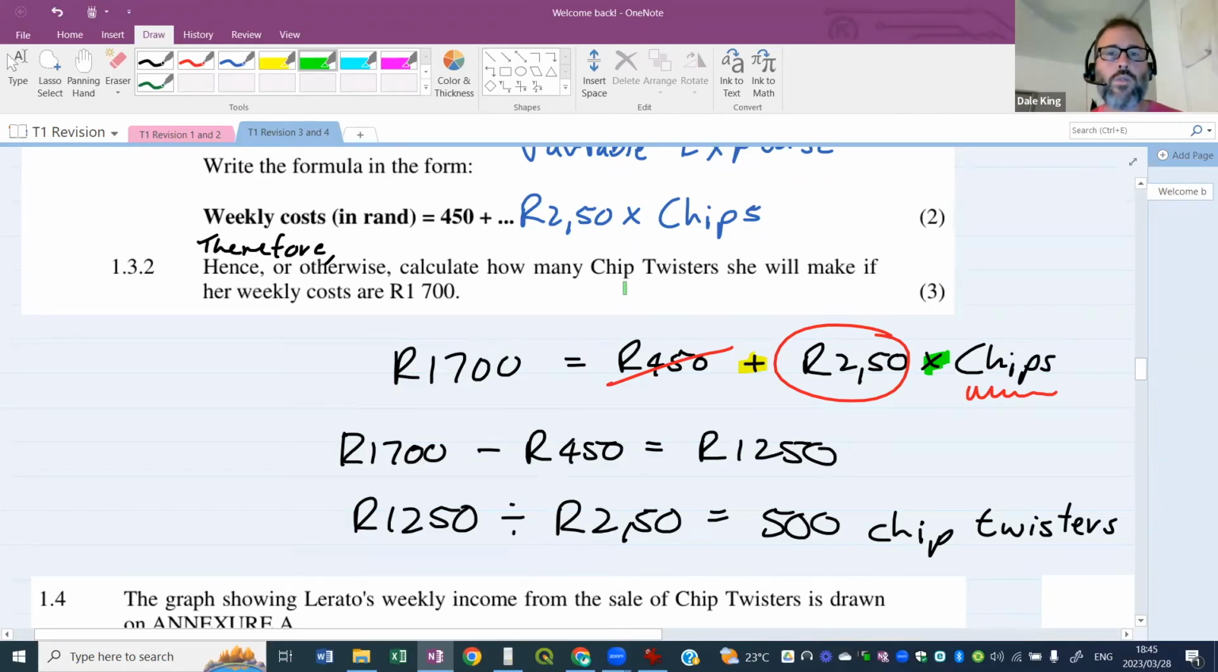So the question says, how many chip twisters? Chip twisters, 500 chip twisters. Chip twisters, yes. All right, you're getting confused here.